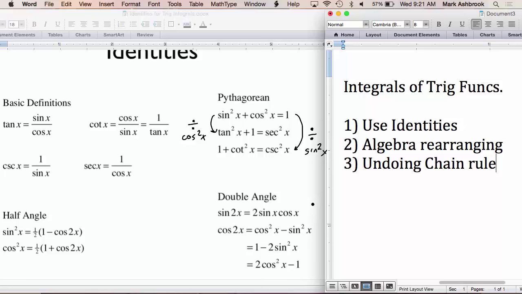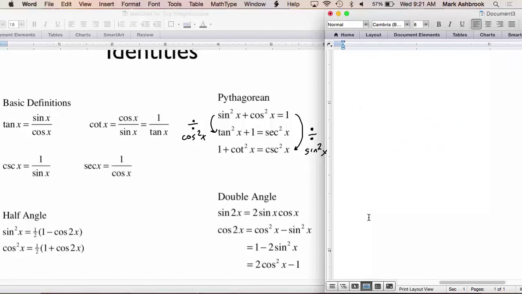So let's try some examples here. First one. Integral of cosine squared x times tangent squared x. So there's several things we could do here. The question is, what's going to be the most helpful? What is going to help make this easier or possible?